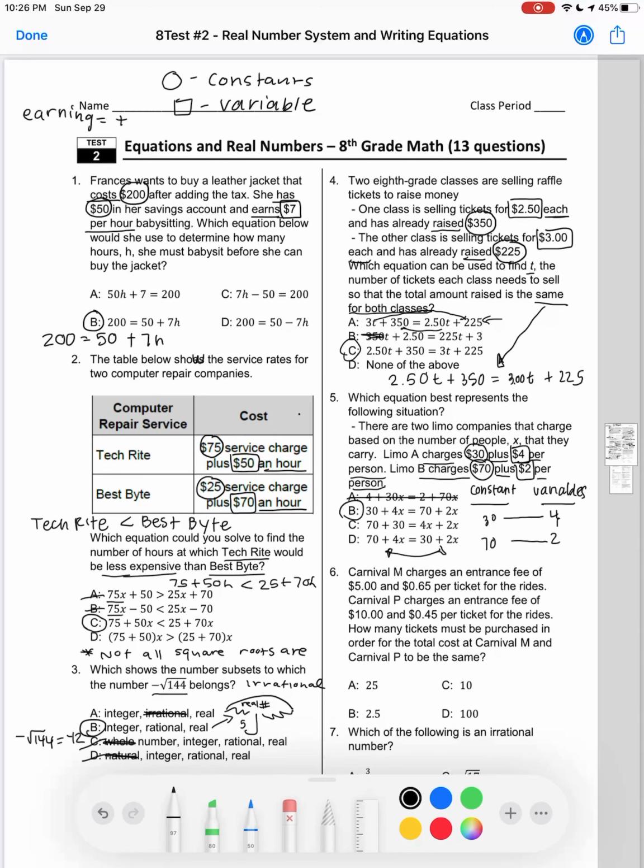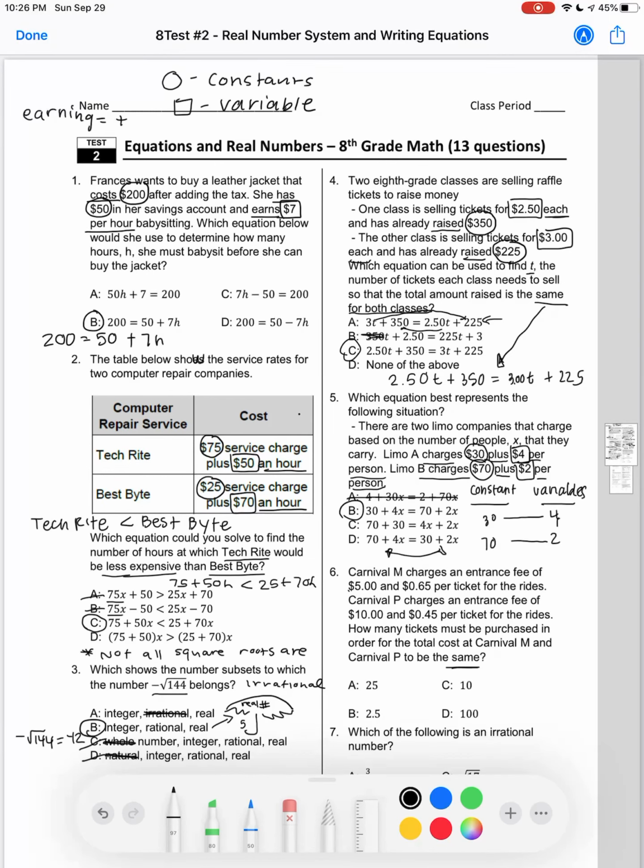Alright, Carnival M charges an entrance fee of $5 and 65 cents per ticket for the rides. Carnival P charges an entrance fee of $10 plus 45 cents per ticket for the rides. How many tickets must be purchased for the total cost at Carnival M and Carnival P to be the same? So I know for them to be the same, I'm going to be setting them equal to each other.